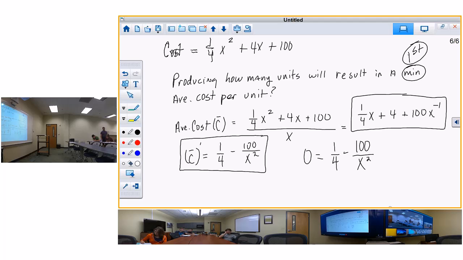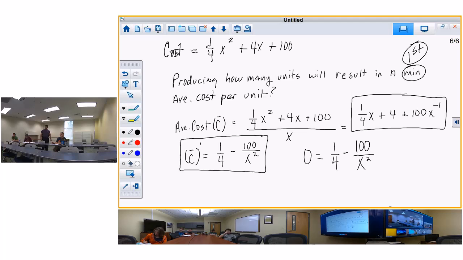How'd you get the x squared on the bottom? Well, it was x to the negative 2. When you take the derivative of 100x to the negative 1, bring the negative 1 out front. That'd be negative 100, x to the negative 1 minus 1. You can't just leave it. Negative 2, so that negative 2 comes down. You can leave it as negative 2 if you like.